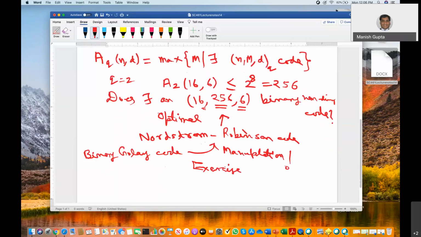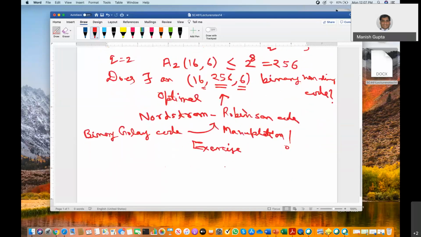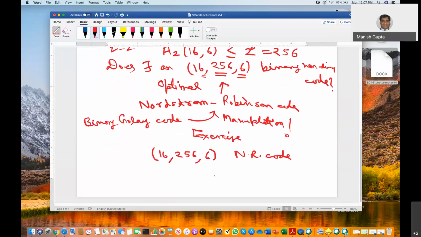In fact, today I will give you another way of constructing this code. After the discovery of the Nordstrom-Robinson code, basically the code was (16, 256, 6). I will call it the Nordstrom-Robinson code. This code was a binary nonlinear code.